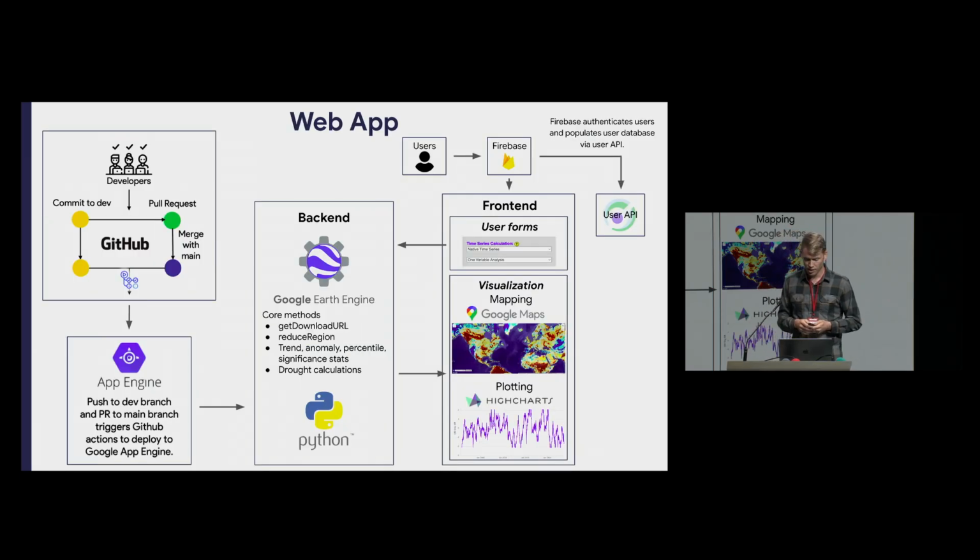So all of this is applied across all of our data sets. In terms of the architecture, we manage our code in GitHub, and then we use GitHub Actions to deploy to App Engine for the web app. And then the requests are made to Earth Engine through user forms populated by the users and returned either in the Highcharts API for time series data or the Google Maps API for maps. We have a Firebase authentication system.